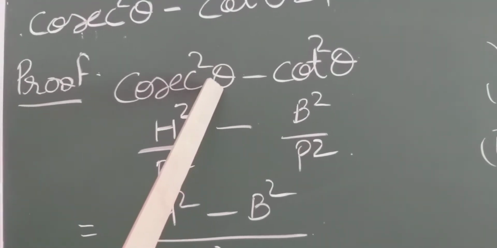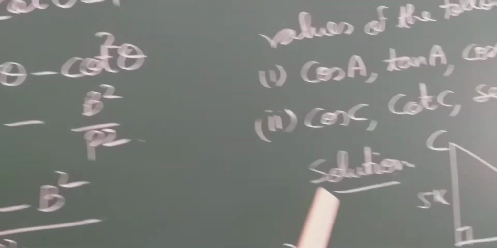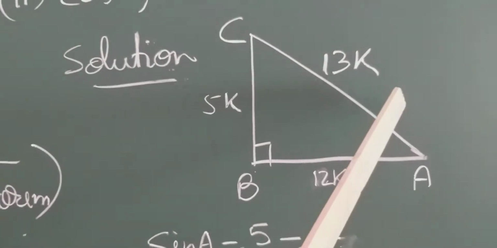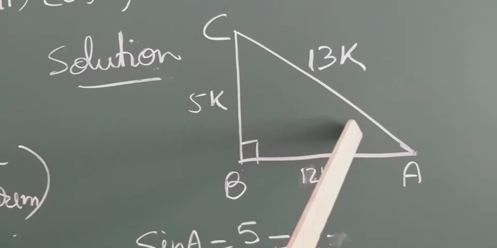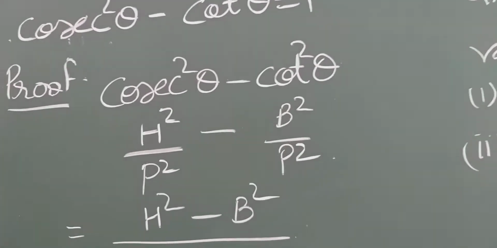An angle can be represented by theta also, students. Suppose this is A, so we can write theta also. Okay. So cosec square theta minus cot square theta.